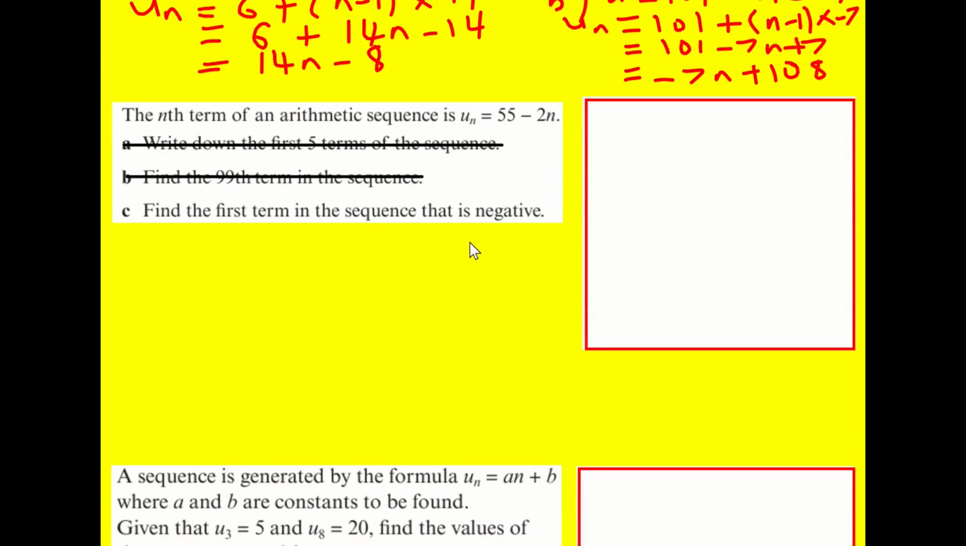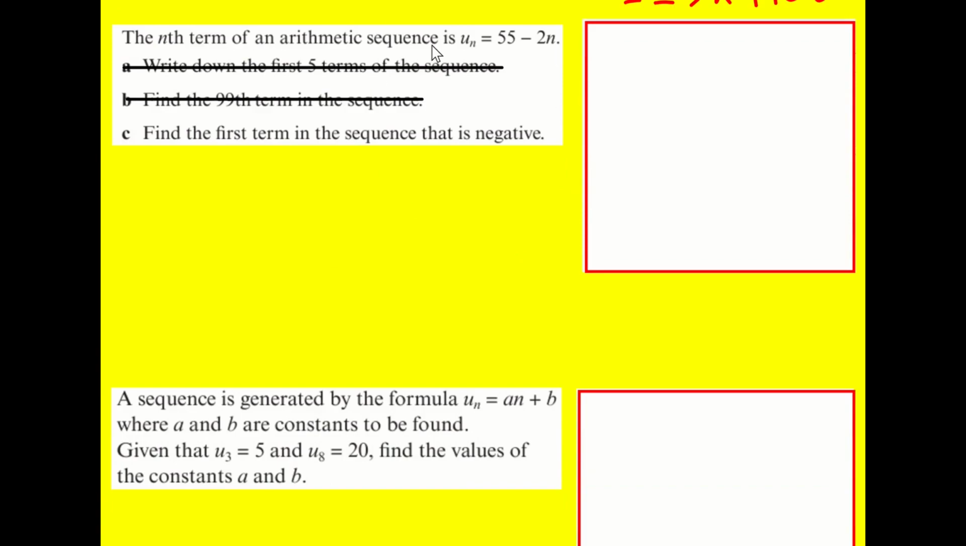Next one. The nth term of an arithmetic sequence is un equals 55 minus 2n. So we're given the nth term. I'm not going to go through parts a and b, substituting in to find the first 5 terms and the 99th term. We're going to jump straight to this one. This is the one I want to focus on. Find the first term in the sequence that's negative.